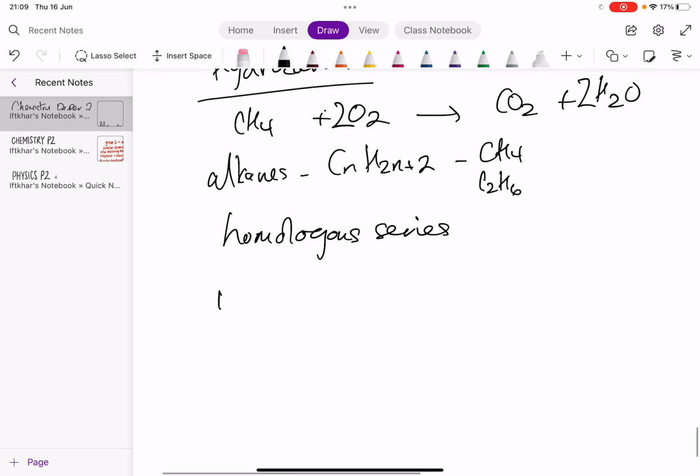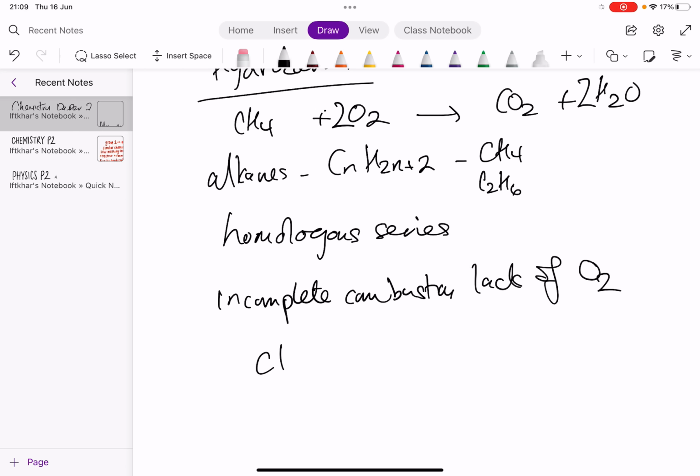Incomplete combustion means lack of oxygen, and it produces carbon monoxide, which is a poisonous, killer gas. It basically replaces oxygen in the body, in the bloodstream, and that lack of oxygen could lead to brain hemorrhage. So basically that's the problem with carbon monoxide.